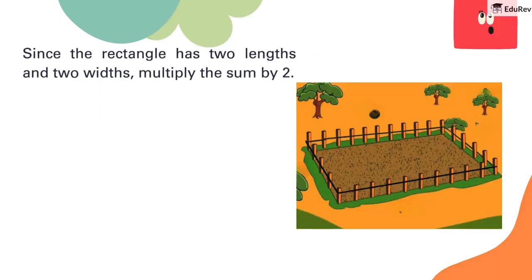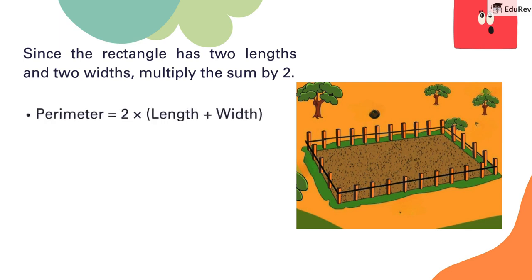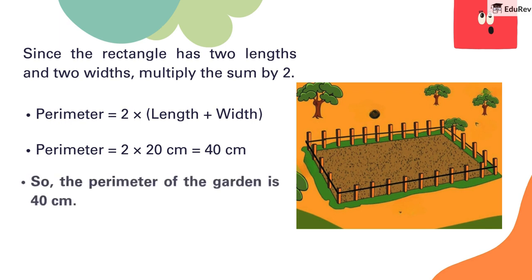Since the rectangle has two lengths and two widths, multiply the sum by 2. Perimeter is equal to 2 times (length plus width). Perimeter is equal to 2 times 20 centimeters equals 40 centimeters. So, the perimeter of the garden is 40 centimeters.